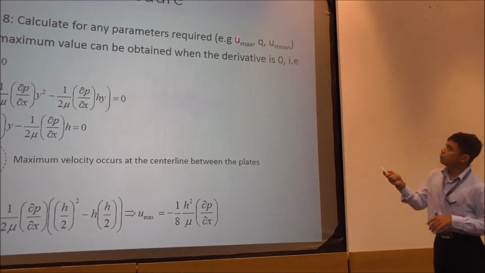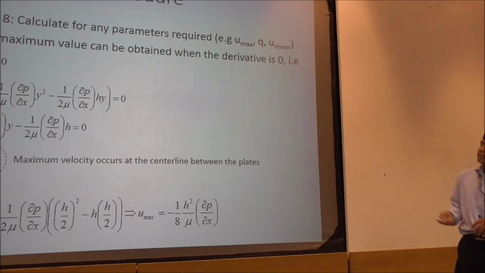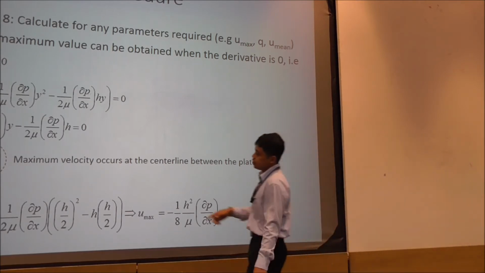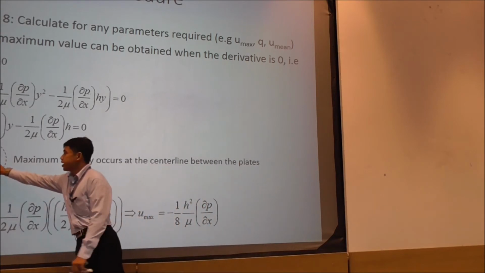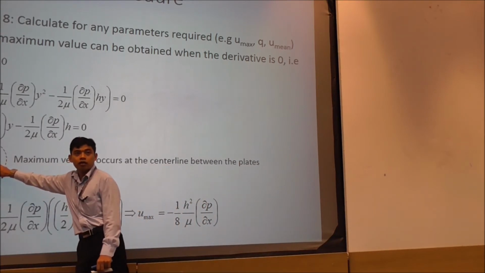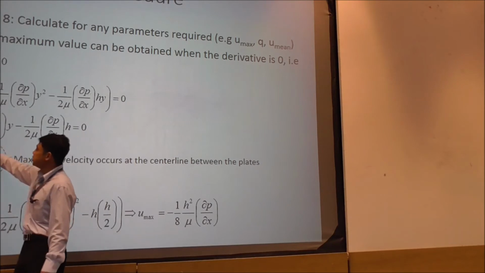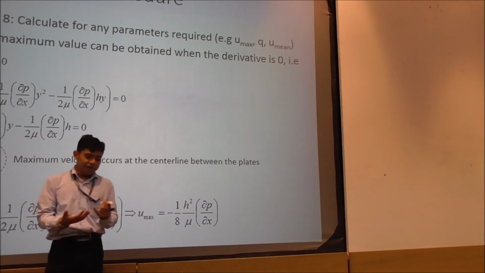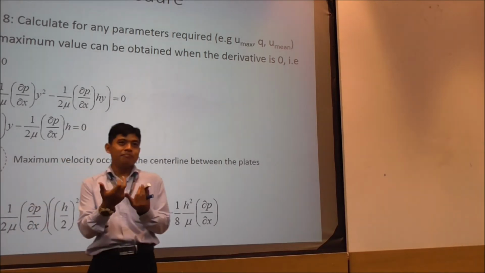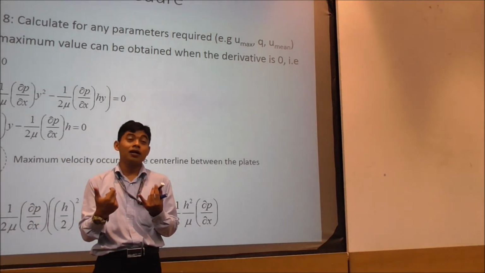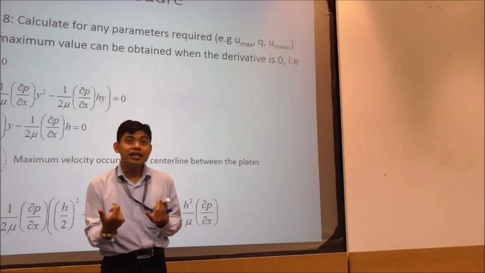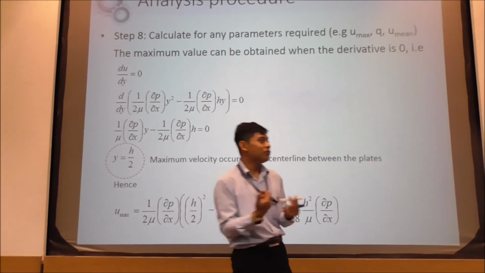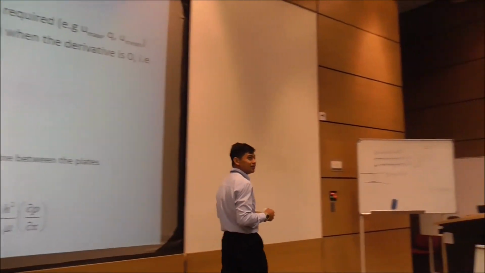If you need to calculate the maximum velocity, what you need to find first is the location at which point that velocity occurs. How to find the maximum value? Whenever you need to find a maximum or minimum value, it will occur when the derivative is equal to zero. You know why?